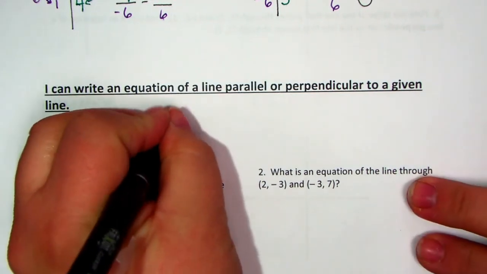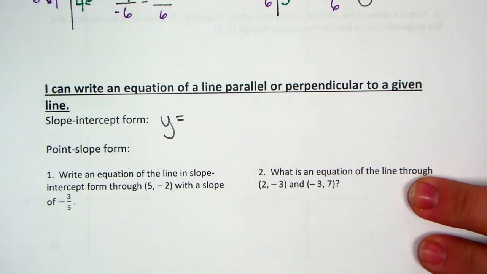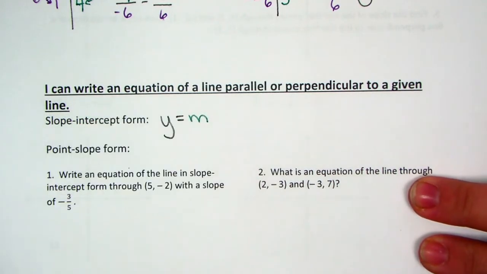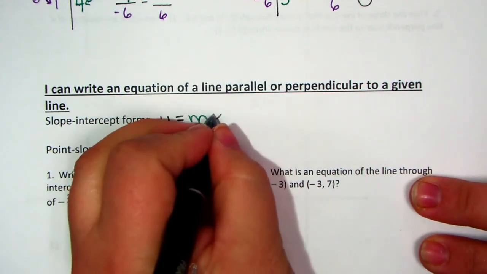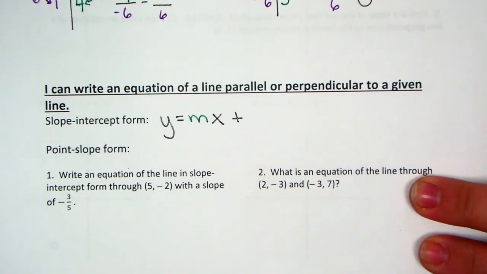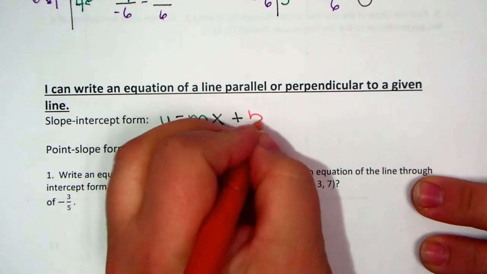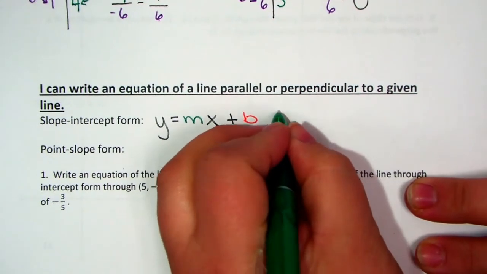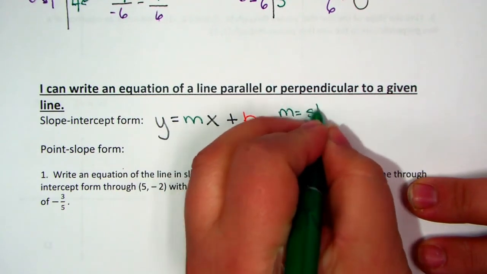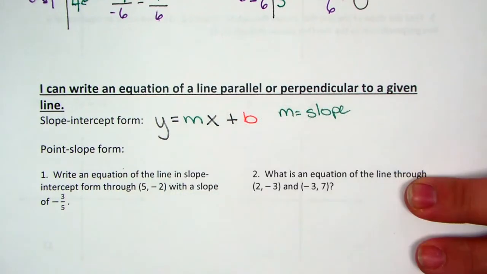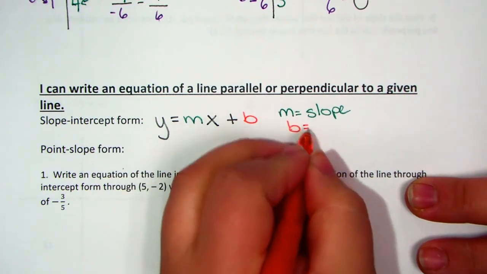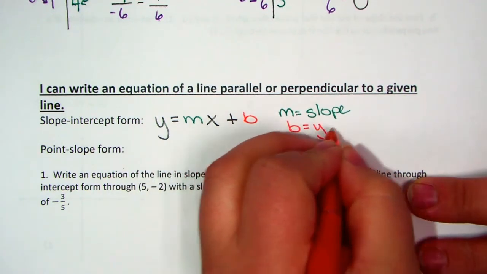Slope-intercept form is y equals mx plus our b value. Remember that m is our slope, and slope-intercept form wouldn't be complete without our b, which is the intercept, y-intercept to be exact.